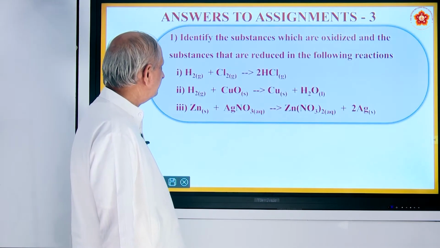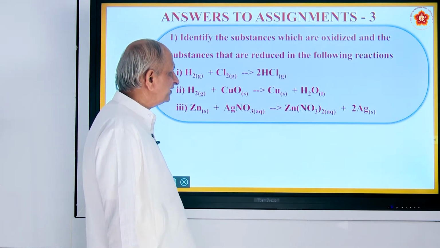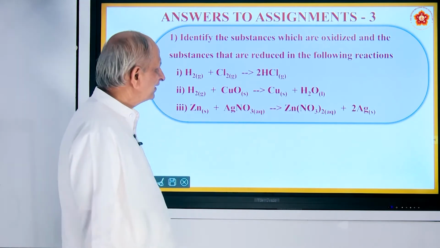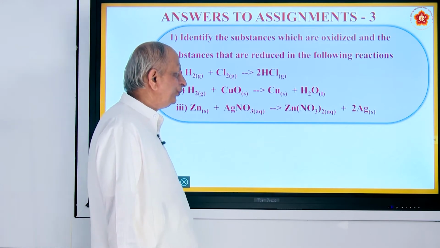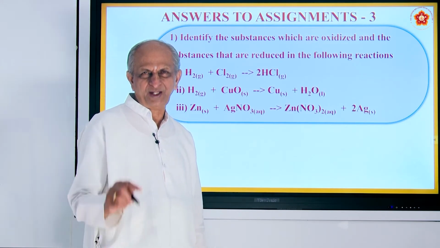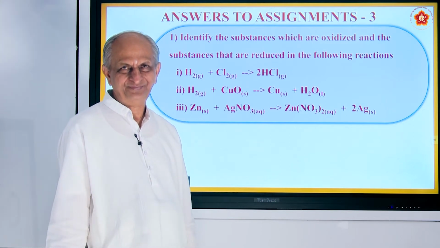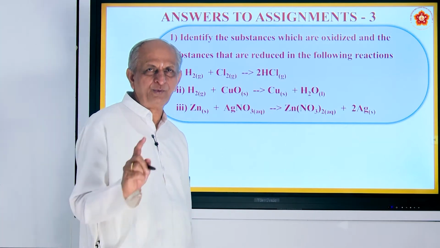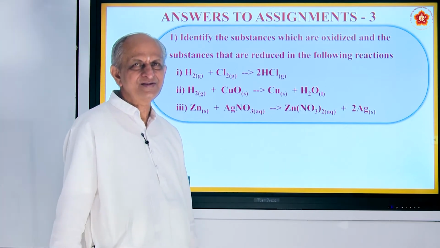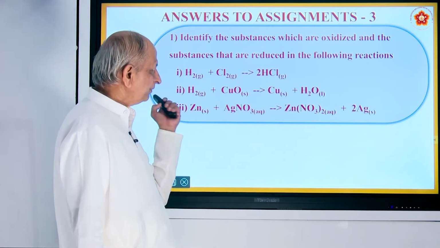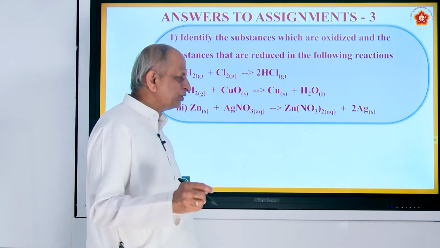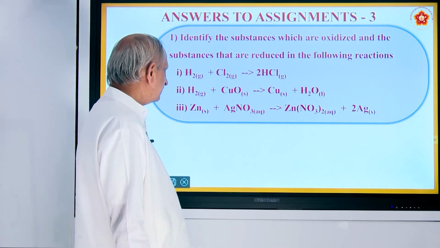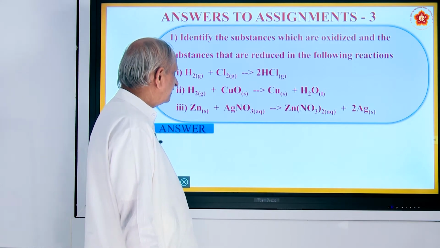Okay, the first question is, identify the substances which are oxidized and substances that are reduced. So before that you must know what is oxidation. What is oxidation? Addition of oxygen or removal of hydrogen. That's what you have studied so far. Similarly, what is reduction? Addition of hydrogen or removal of oxygen. Is it not? So let us see the answer for this.